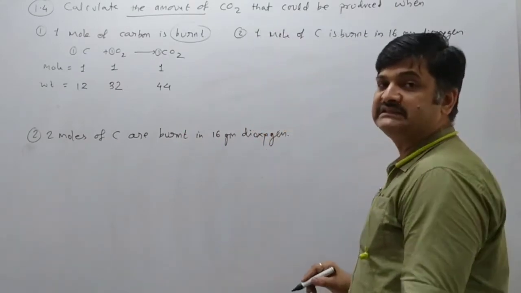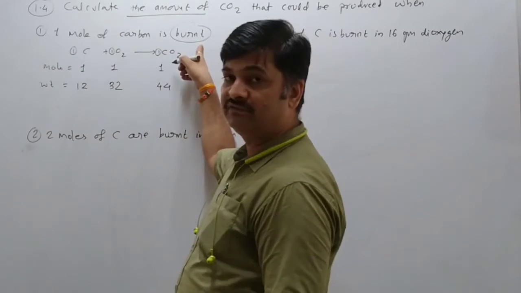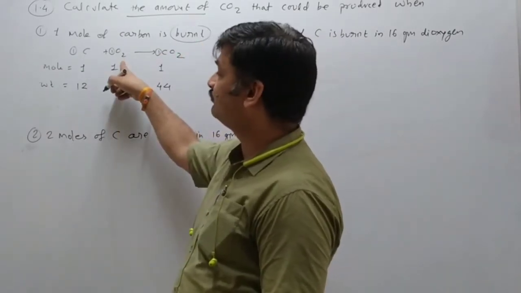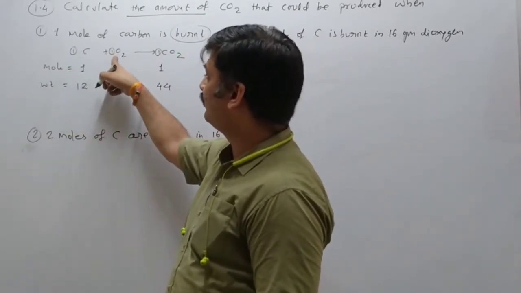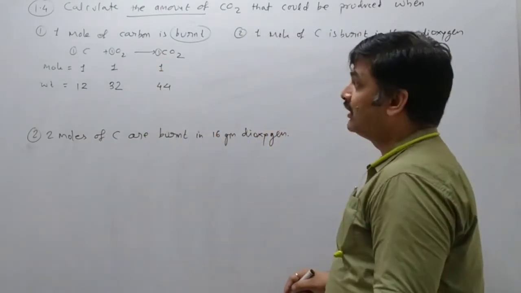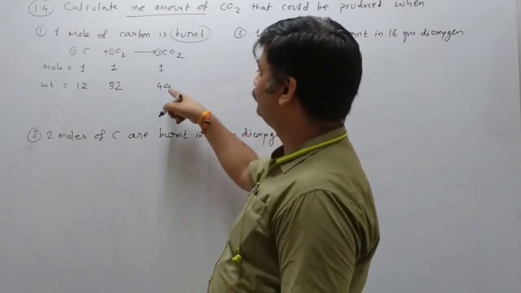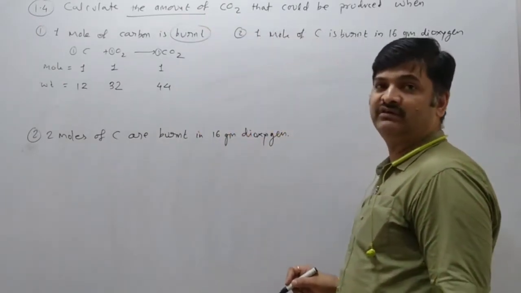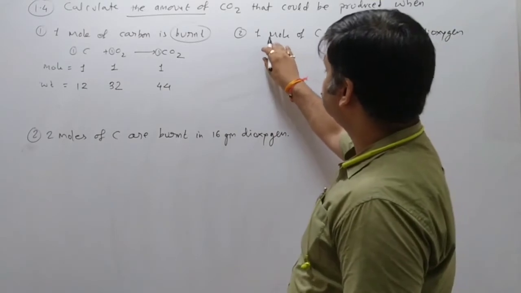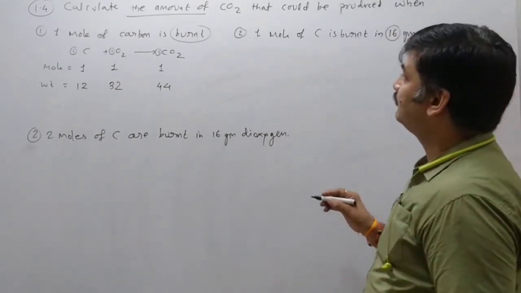I have told you how to calculate molecular mass. Here 1 mole of carbon is burned. For the burning process, oxygen is required: 1 mole carbon, 1 mole of oxygen, 1 mole of CO2. It means whenever 1 mole of carbon is burned, the amount of CO2 will be 44 gram. Now the same condition, second one: 1 mole of carbon is burnt in 16 gram of dioxygen.